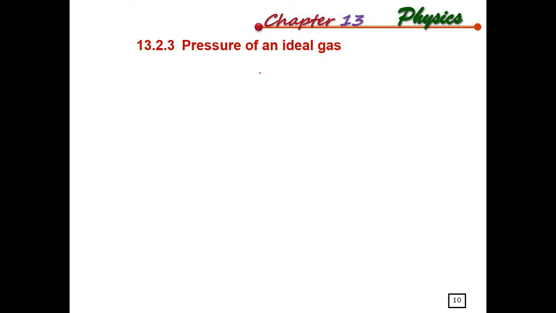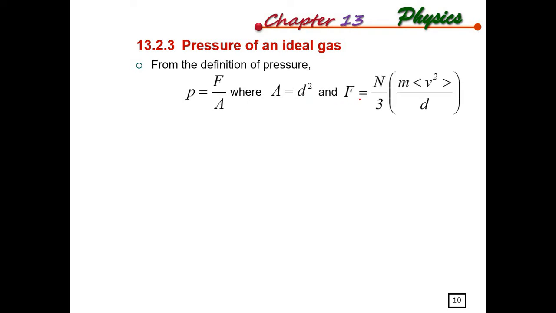The second one is the pressure of an ideal gas. We know the definition of pressure: P equals F over A, where F is the average force over area. From this condition, the area A equals d times d, which is d squared. And we know that the force exerted by the molecules in the container equals N over 3 times m times the mean square velocity of the molecules in the container, over d.